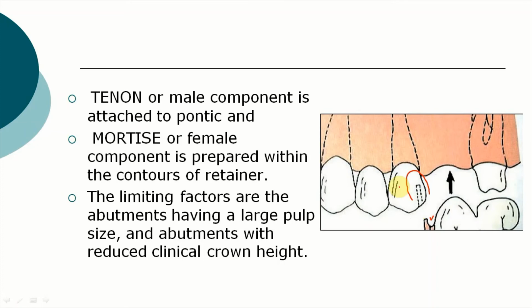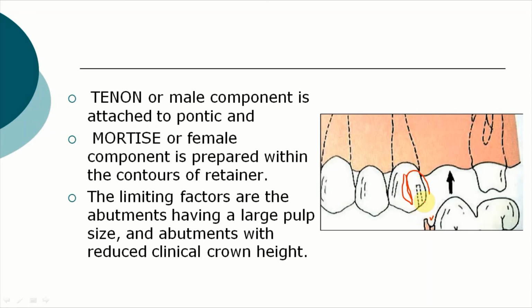The limiting factors for a non-rigid connector include a large pulp size. If the abutment has a large pulp size, it can result in sensitivity, and in such cases we may not indicate this non-rigid connector, and it has limitations in abutments with a reduced clinical crown.